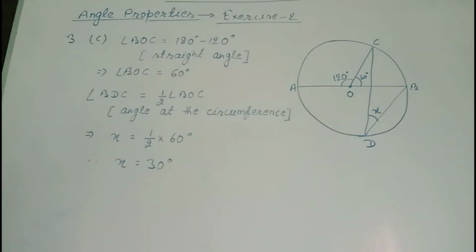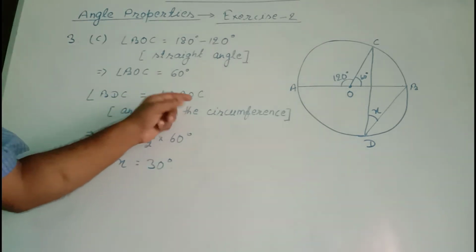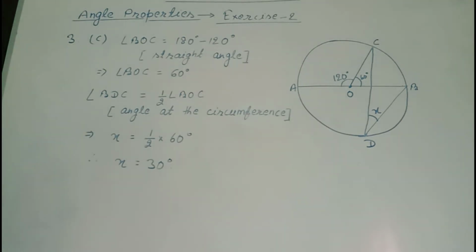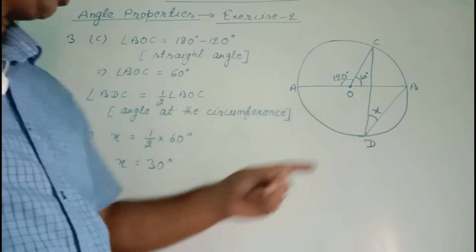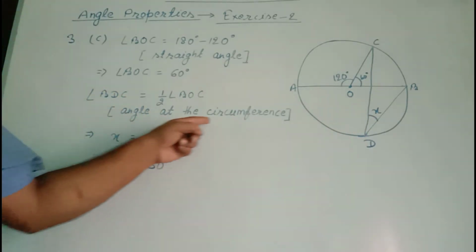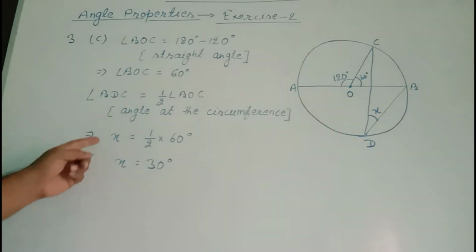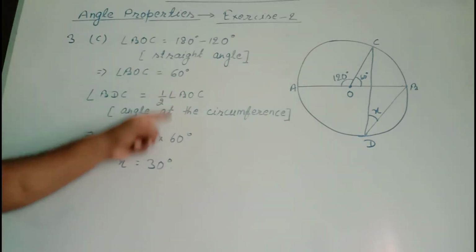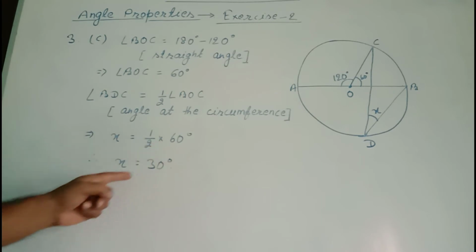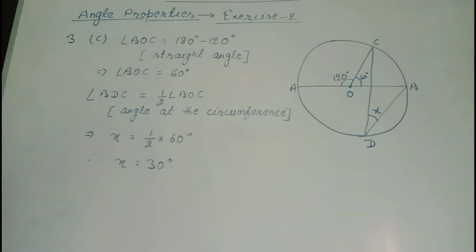Now angle BDC. Angle BDC equal to half of angle BOC. BDC is the angle at the circumference that we are going to find out. So for that I have written angle at the circumference as the reason. Angle BDC is X, half of BOC is 60 degrees. I calculated it and I got X equal to 30 degrees. That is the answer.